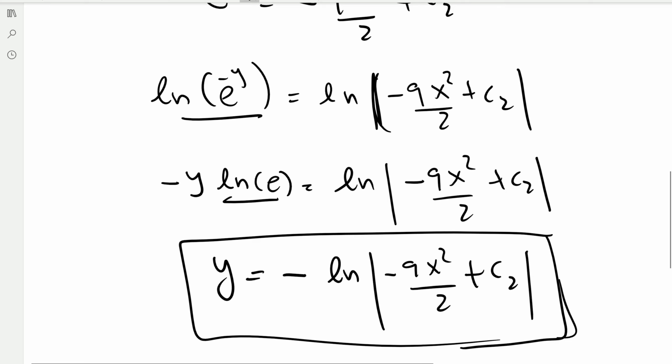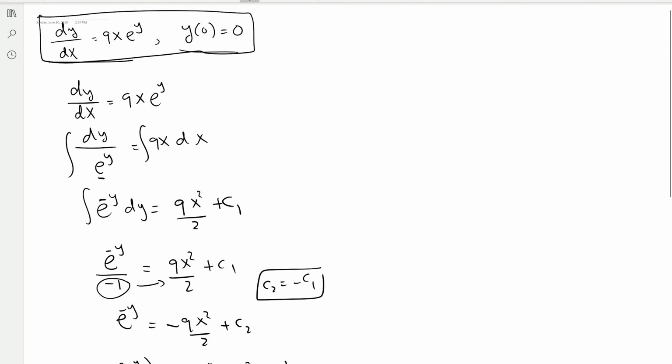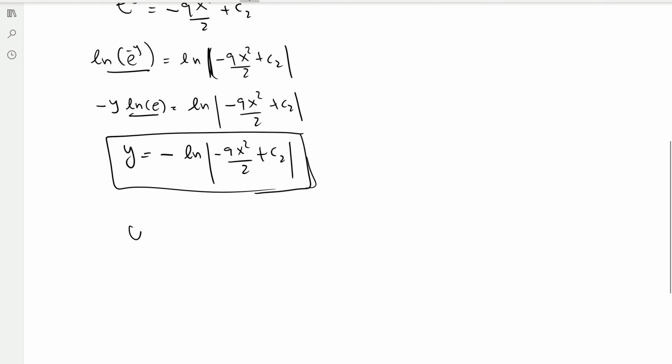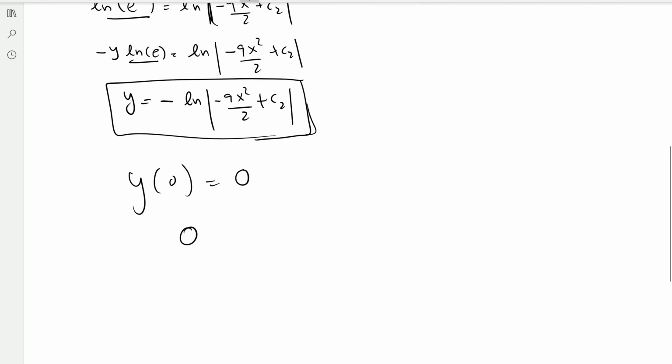Oh, we forgot, this is an initial value problem, right? The initial condition is y(0) = 0. So let's use that. When x is equal to 0, y is 0. So y is 0 when x is equal to 0. x is 0 means this term is completely 0, so natural log c2.